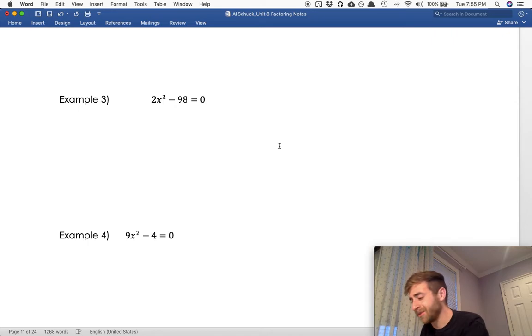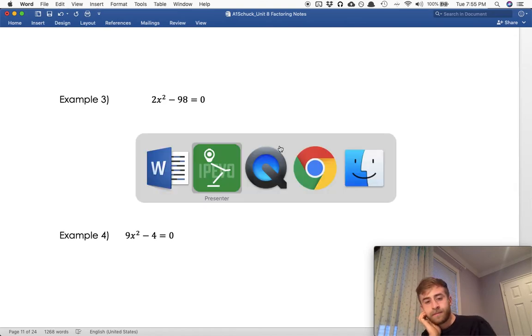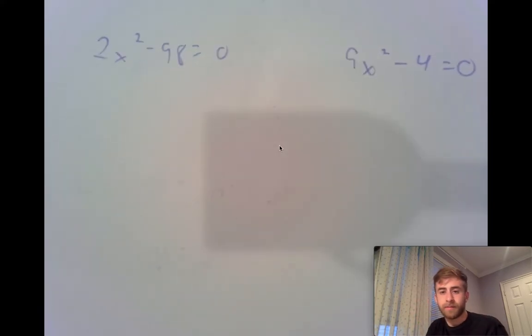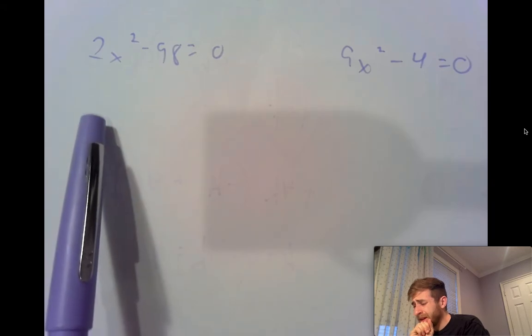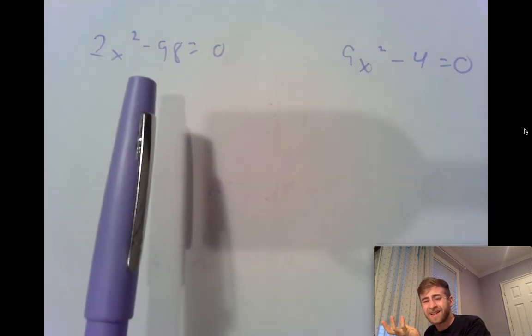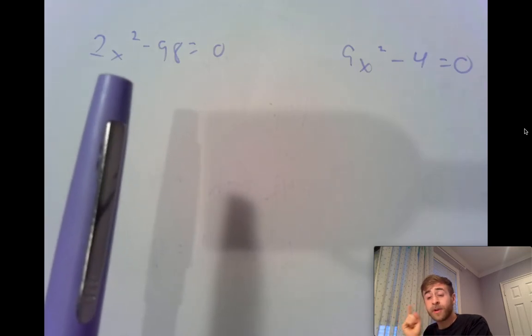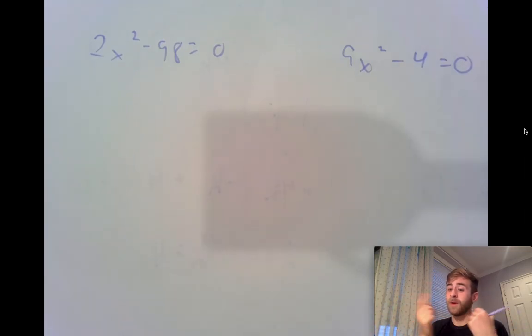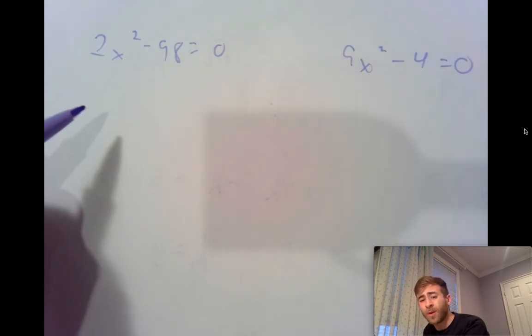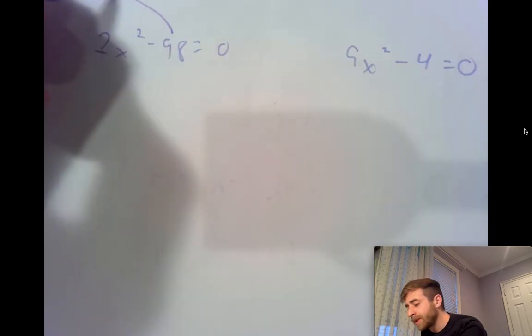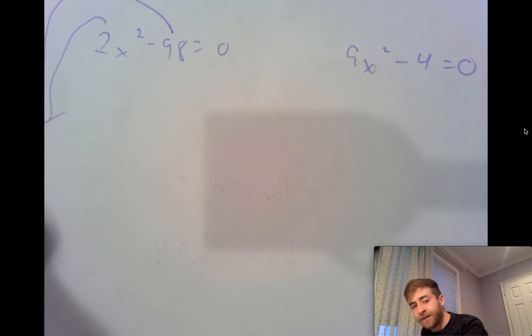Example 3, I actually really, really like. 2x squared minus 98 equals 0, and 9x squared minus 4 equals 0. Okay, let's do it. I kind of rushed on these, but let's go. You're looking at these, and it looks like 2 is not a perfect square, neither is 98. But if you remember your GCF factoring from a couple lessons ago, I see that 2x squared and 98 can both afford to divide a 2 out from them. So I'm going to divide a 2 out of each of these.